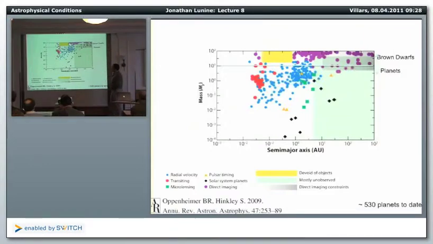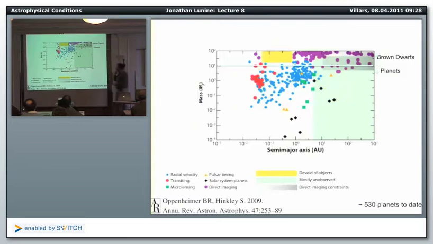So here's a plot I showed from the second lecture on the first day. It's mass versus semi-major axis, mass in Jupiter masses. Here's a Jupiter mass, semi-major axis in astronomical units. Here is 1 astronomical unit. And the various techniques are shown, including one that I didn't mention, which is pulsar timing, where there's a change in the timing of the neutron star pulsar effect due to the presence of planets. There are 4 planets detected that way.